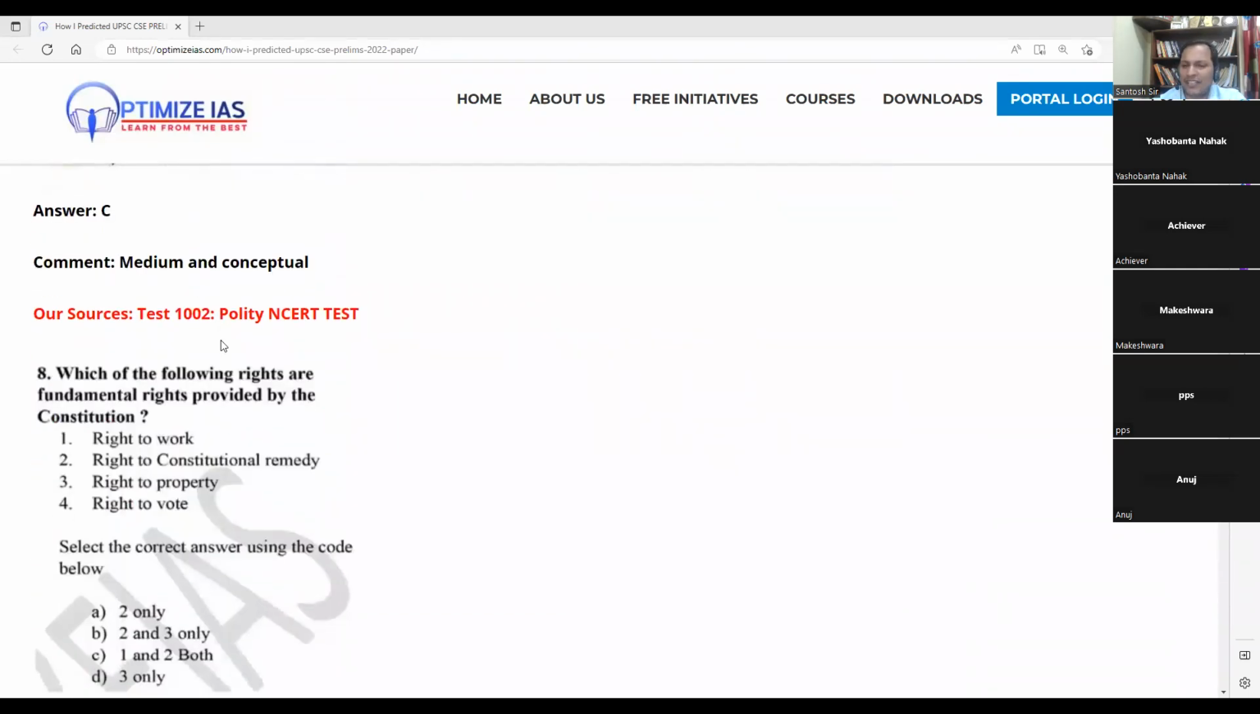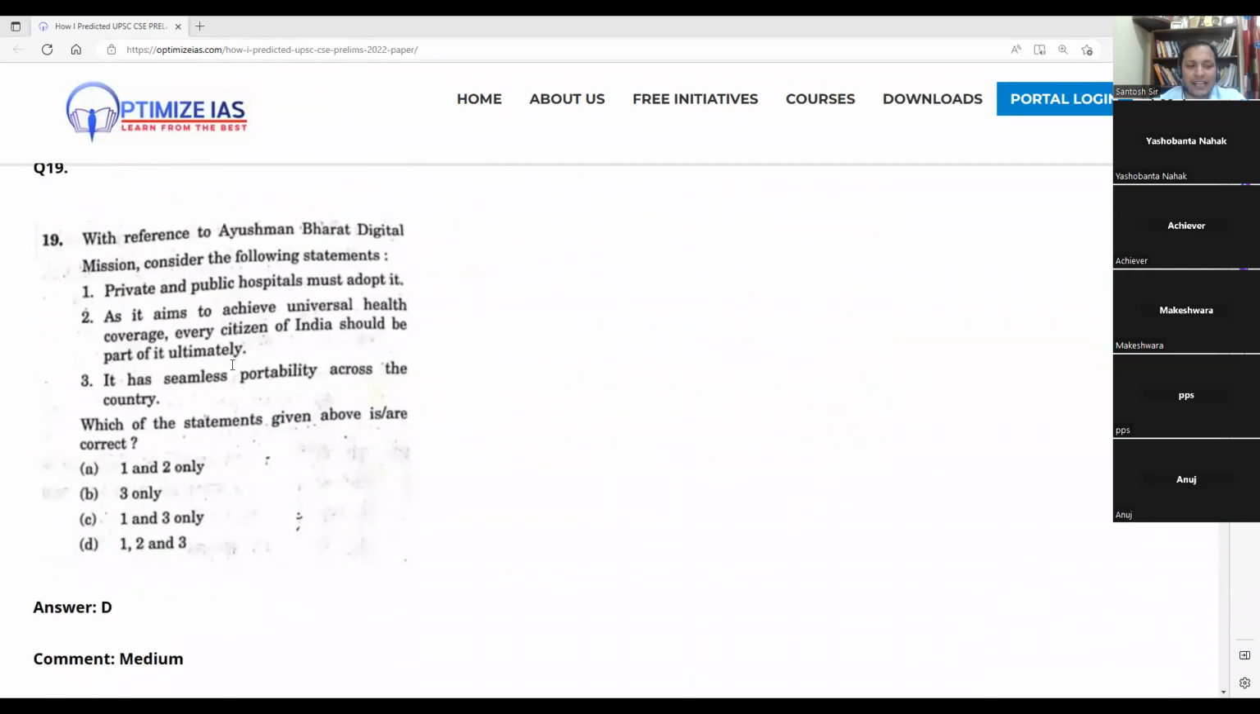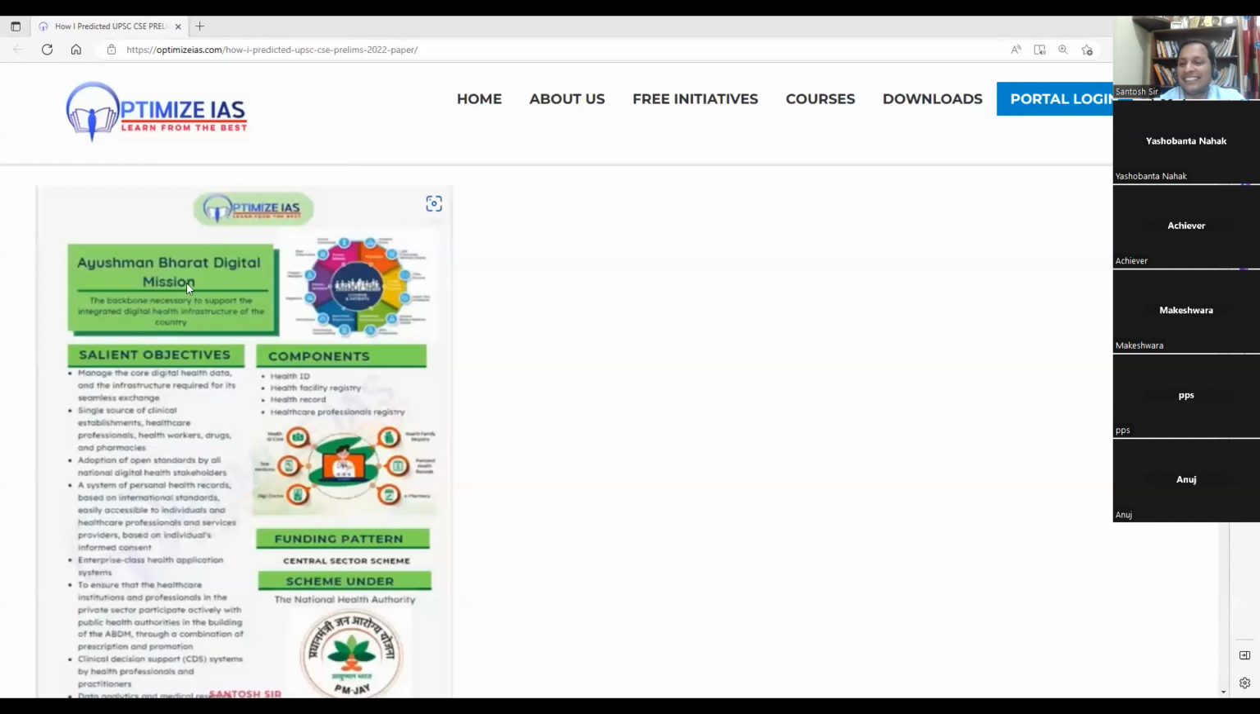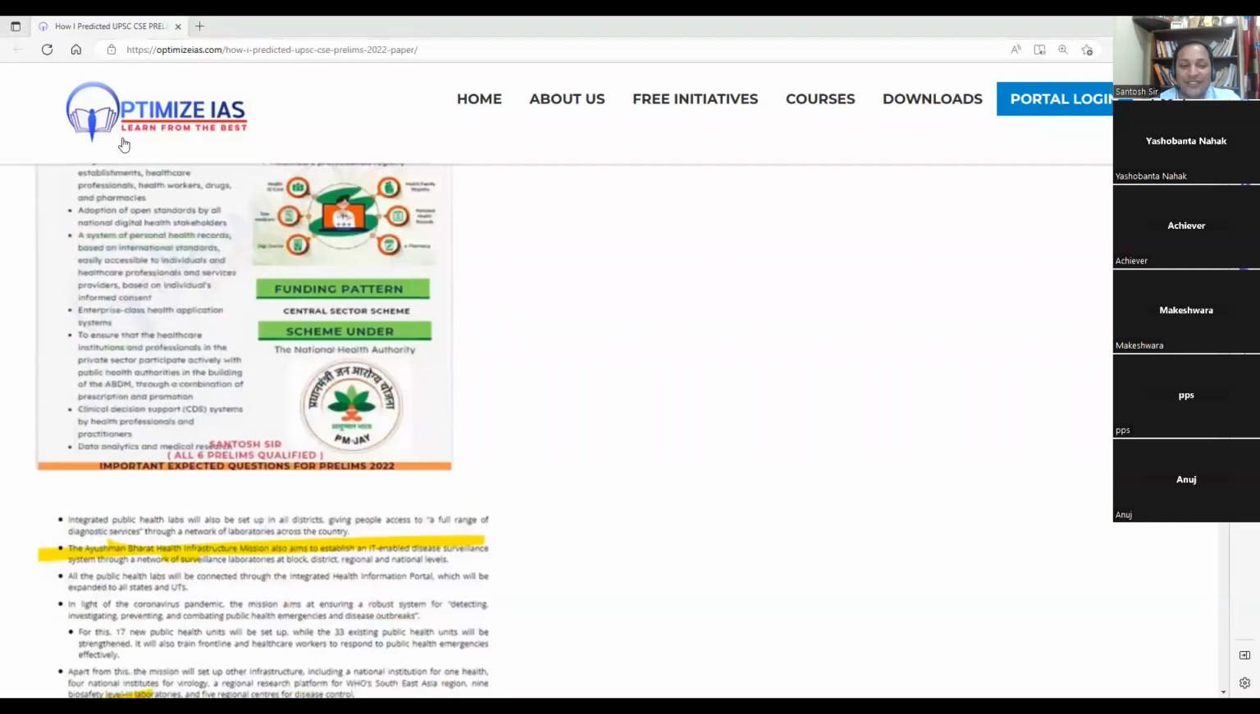Mandamus, a very static one. Ayushman Bharat Digital Mission. Exactly, you see, I had guessed this. I've given a card also on this.